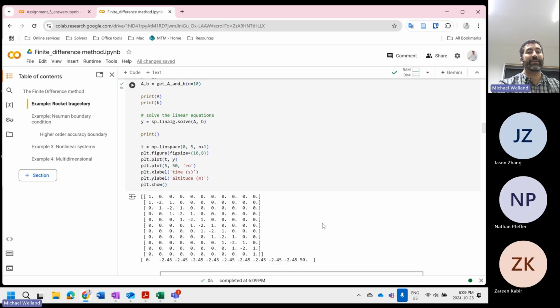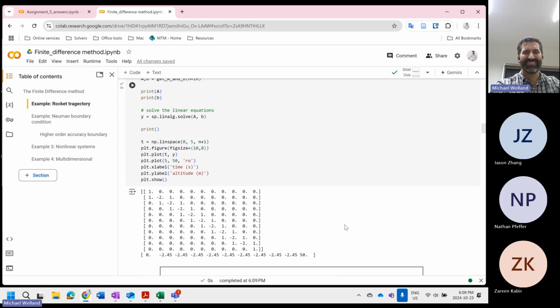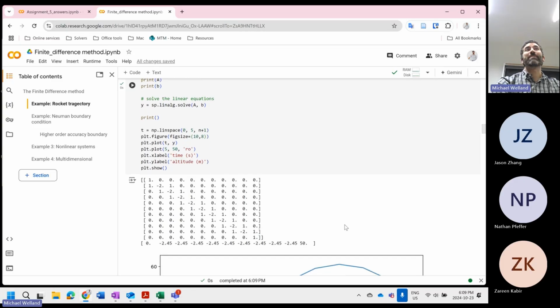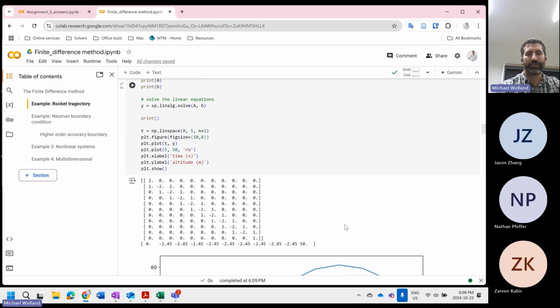Is it symmetric? It's actually not symmetric. It looks symmetric, but it's not symmetric. You can see at the endpoints there. Yeah, it looks like it should be, but it's not. Sorry. There are ways to make it symmetric, but that's a whole other topic.